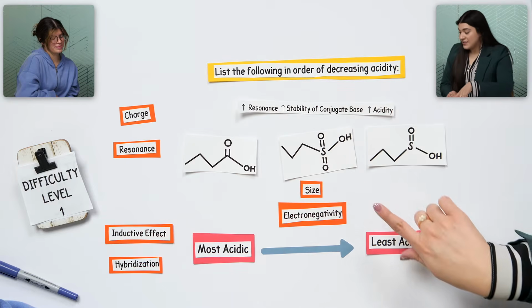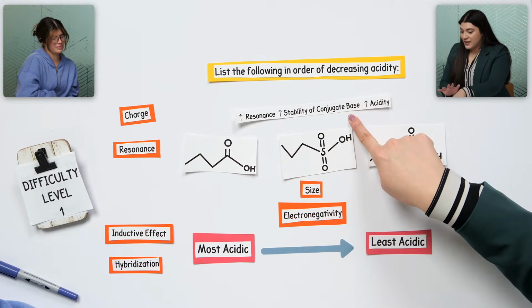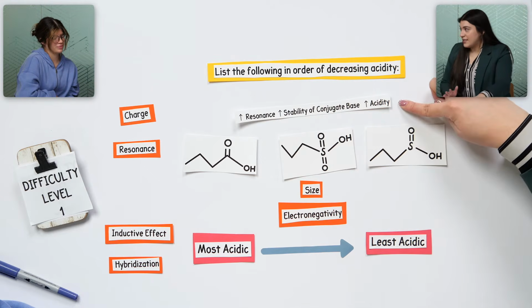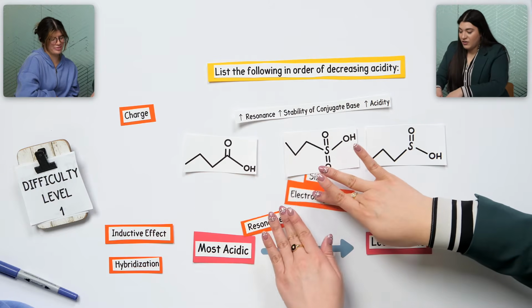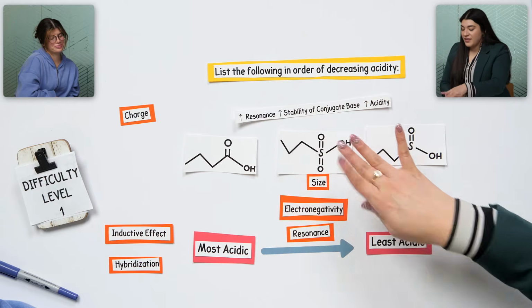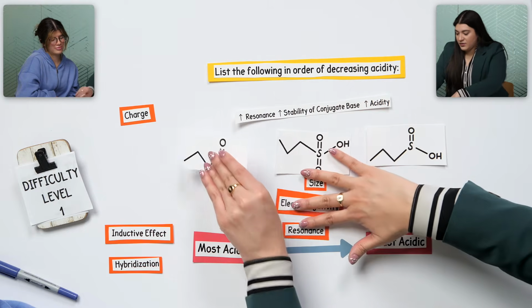When we have more resonance structures, or resonance in general, the stability of the conjugate base is better, which makes it more acidic. So this also has resonance. It's got all of it going on. So because of that, that makes it the most acidic for those reasons. So I'm going to scooch this guy over.